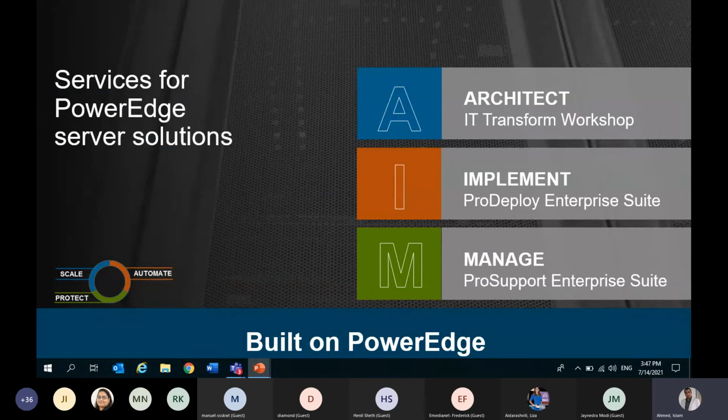These are services from PowerEdge Server Solution: AIM, architect, implement, and manage. You can get these services from Dell. For architect, they will provide an IT transformation workshop. For implement, you can get the ProDeploy Enterprise Suite. You can purchase it, and your server will already be pro deployed. And for manage, if you choose to go with the ProSupport Enterprise Suite, then Dell EMC can provide the managed service for you.